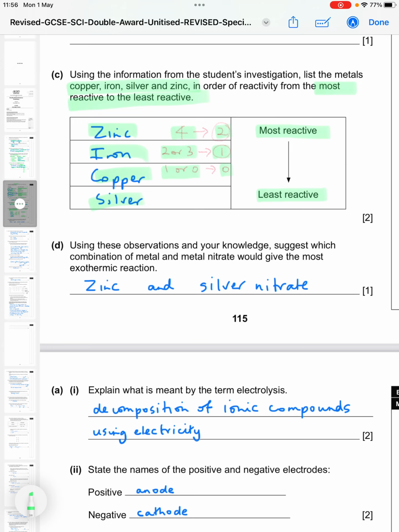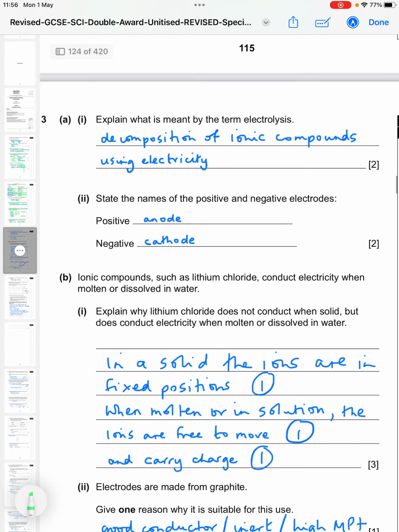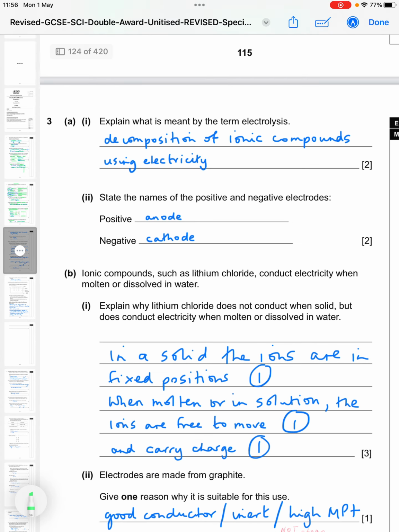So then, using these observations and your knowledge, suggest which combination of metal and metal nitrate would give the most exothermic reaction. So the most exothermic is the one which is going to give out the most heat. So it would be the biggest difference in reactivities. So you want the zinc metal and the silver nitrate. If you went for zinc nitrate and silver, silver would be able to displace the zinc from that solution.